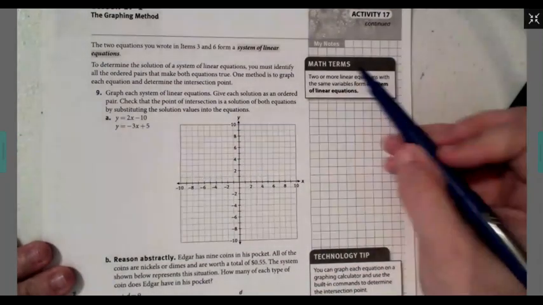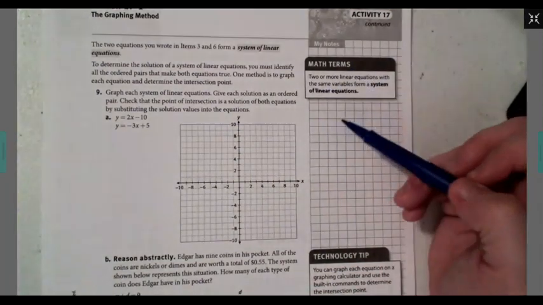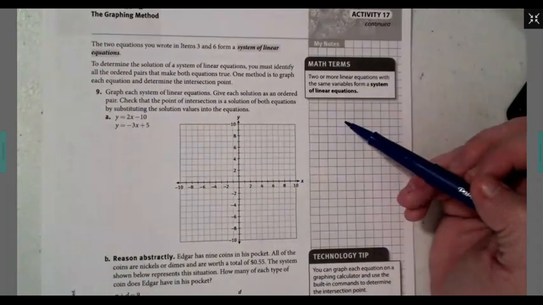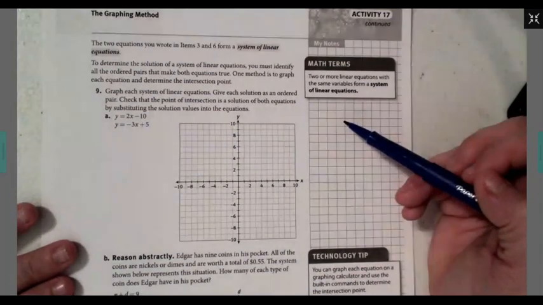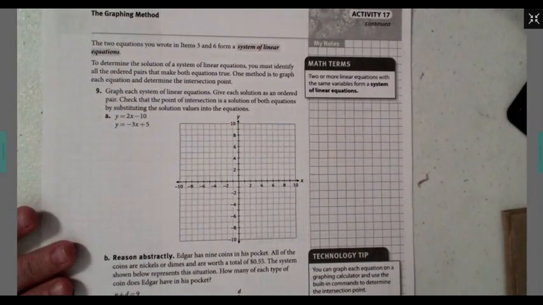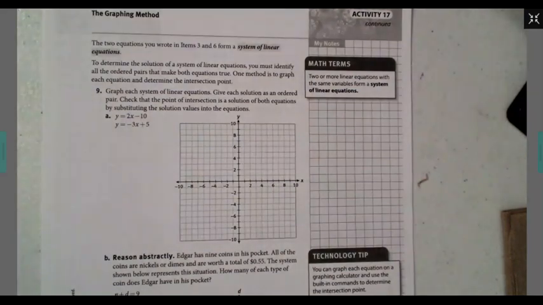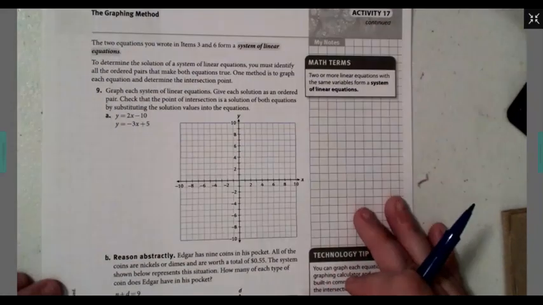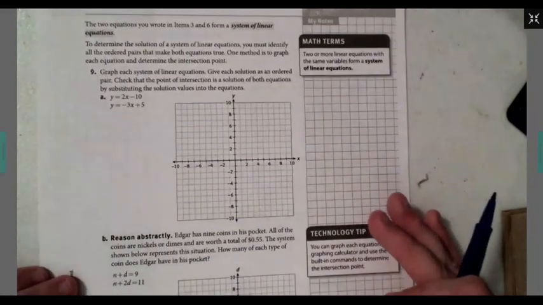And you have this math term, which says two or more linear equations with the same variables form a system of linear equations. Number 9, graph each system of linear equations, give each solution as an ordered pair. Check that the point of intersection is a solution of both equations by substituting the solution values into the equations.